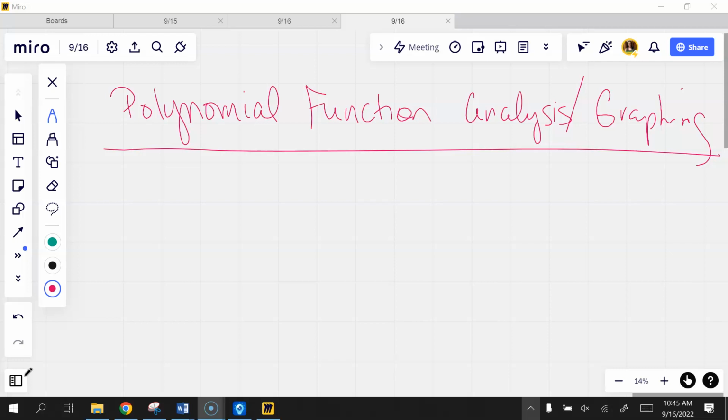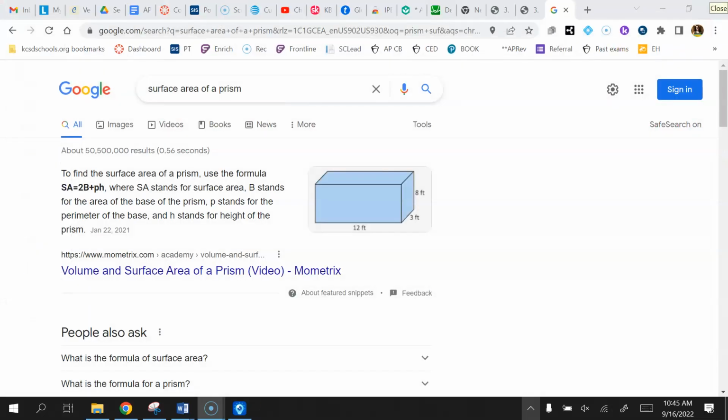So now we're going to talk about some things that happen with the parent functions. We've talked about 3 of these already. We're going to add one more to our list of parent functions here.